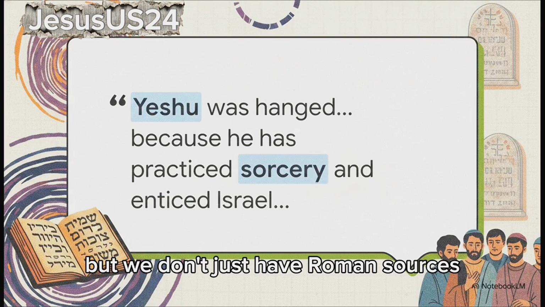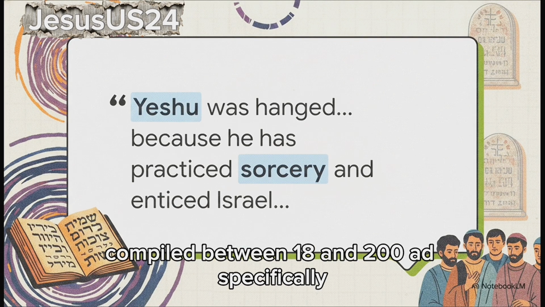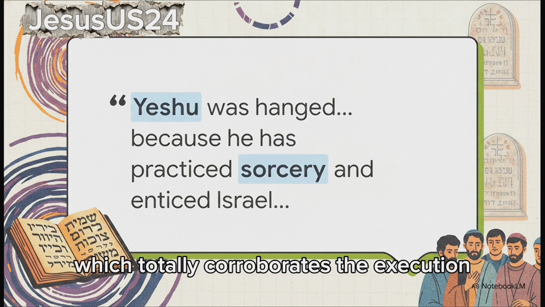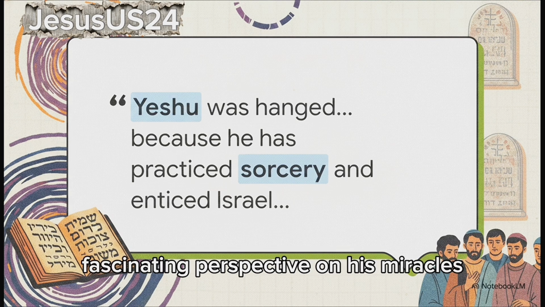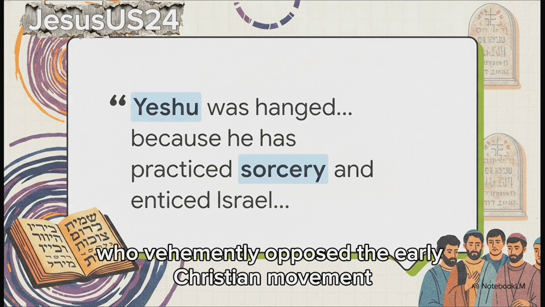But we don't just have Roman sources, we also have Jewish records compiled between 18 and 200 AD. Specifically, we're talking about the Talmud, which totally corroborates the execution, but offers a completely different, fascinating perspective on his miracles. And remember, these records were written by religious leaders who vehemently opposed the early Christian movement.